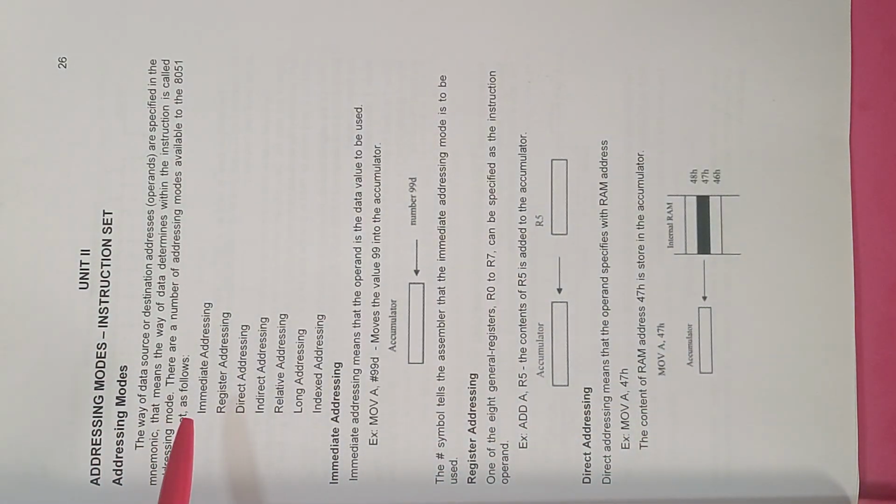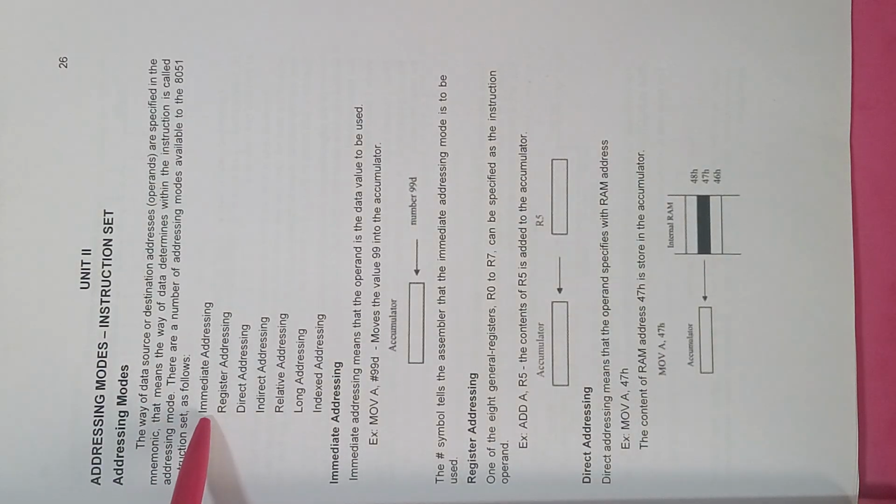Now, first of all, how many types of addressing are there? First is immediate addressing, second is register addressing, third is direct addressing, fourth is indirect addressing, fifth is relative addressing, sixth is long addressing, and index addressing. Okay, now first is immediate addressing.